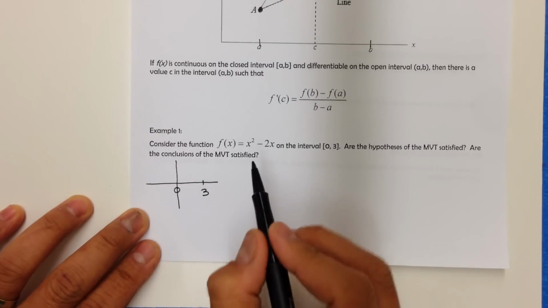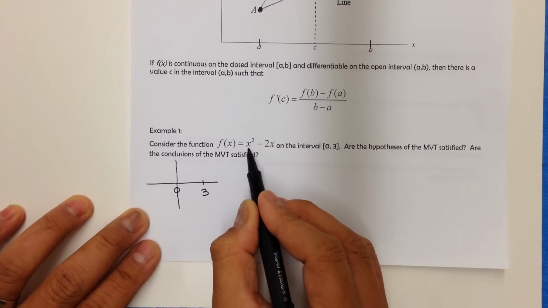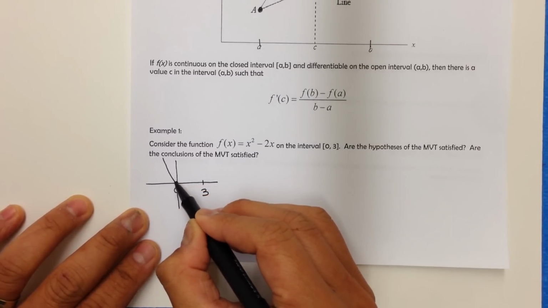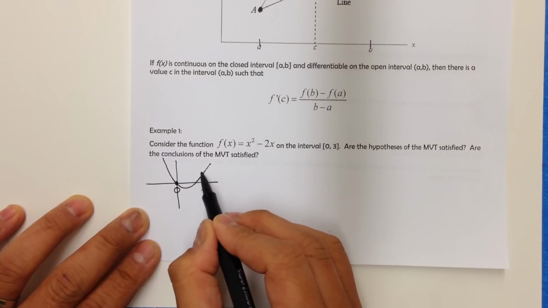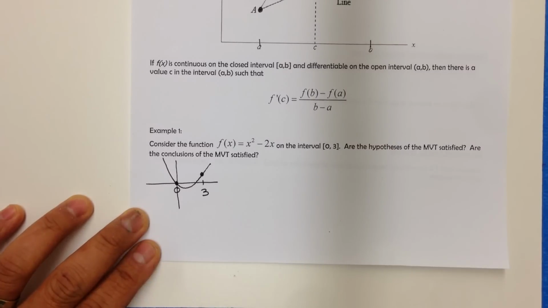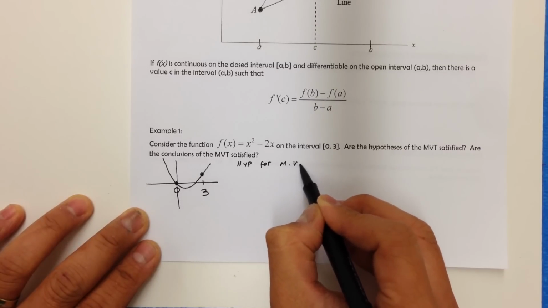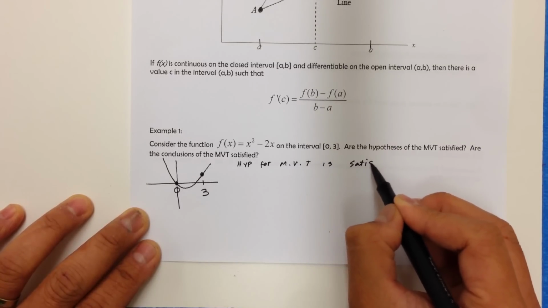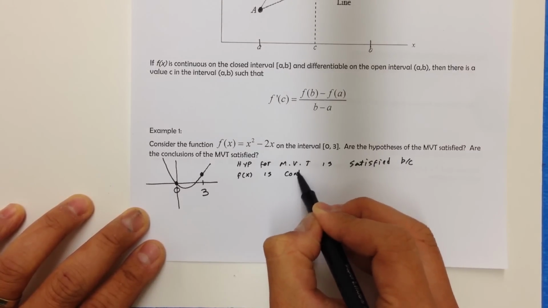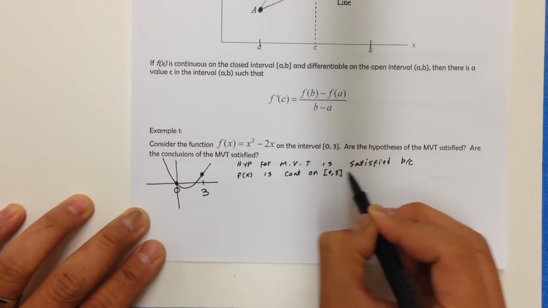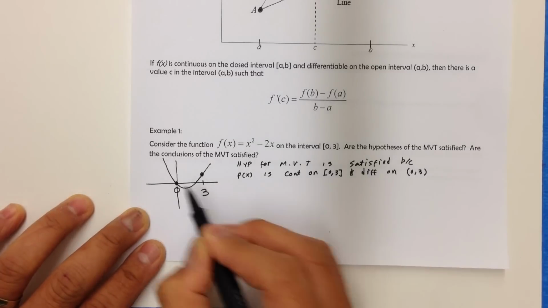So the first thing we have to check: is the function continuous from 0 to 3? And the answer is yes, it is, because this is a parabola, which looks like this. And is the function differentiable from 0 to 3? If you look at the function, it is differentiable from 0 to 3. So yes, the hypothesis for the mean value theorem is satisfied because f is continuous on 0 to 3 and differentiable on 0 to 3. Differentiable means it has a derivative.